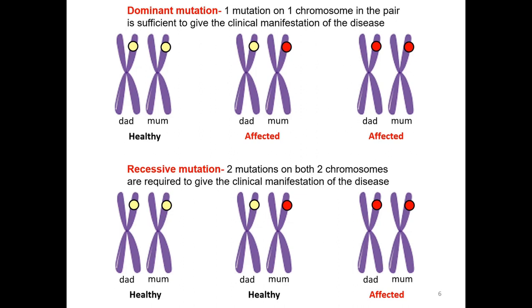Then we have the third individual on the right-hand side that has two copies of the mutation. So this individual has inherited the mutation from dad and also from mum. And since there are two copies, this is a recessive mode of inheritance and the individual is affected. So we do see the phenotype here.